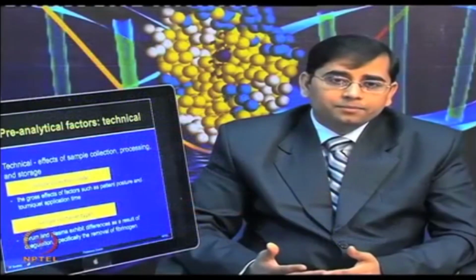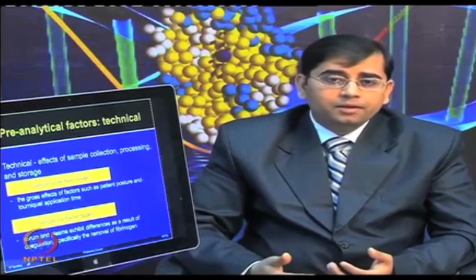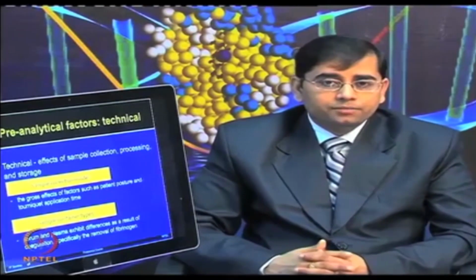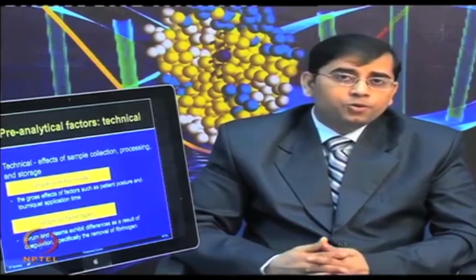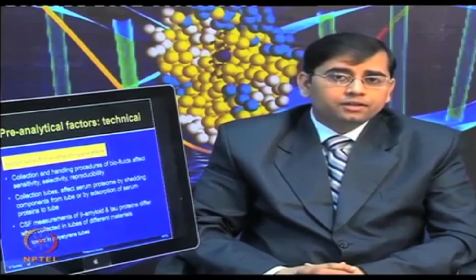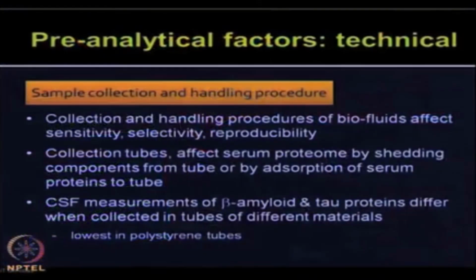Sample container types: when you are collecting samples such as serum and plasma, they exhibit differences as a result of coagulation, specifically the removal of the fibrinogen. So, one has to pay attention to sample collection and handling procedure. The collection and handling procedure of biofluids will affect the sensitivity, selectivity and the reproducibility of the experiments. The collection tubes in which you collect your serum sample are often going to influence the analysis if you are using different tube materials.